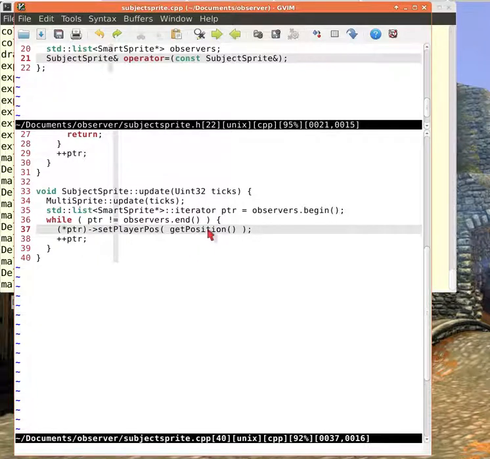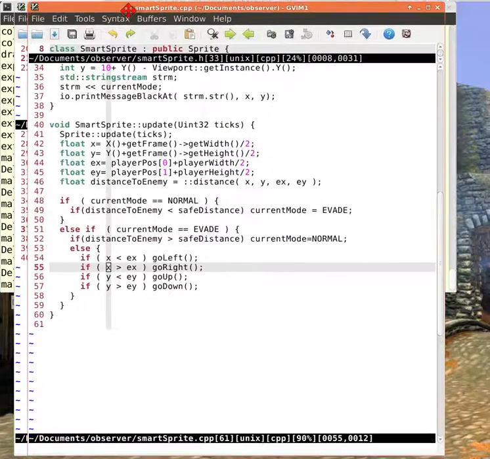Now, this is kind of a brute force approach. What I could do is keep some kind of an organized data structure, and only inform observers that I know or might be close instead of all of them. But I'm just keeping this simple. Okay, so that basically is it.